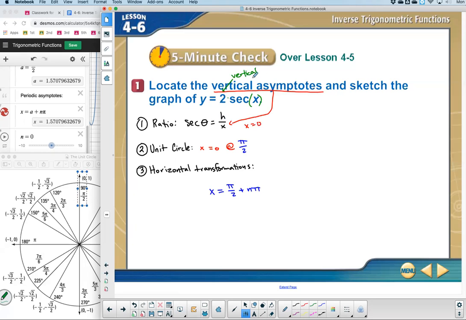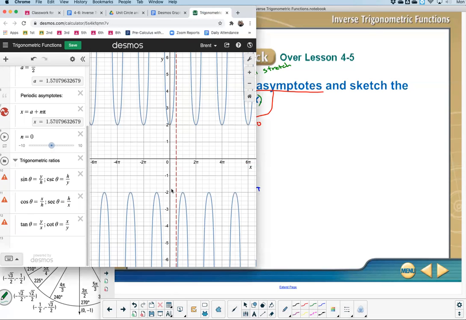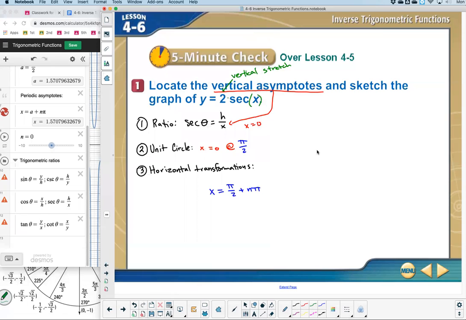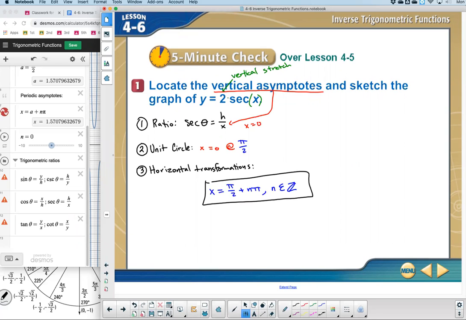And I know you would think, oh, well, if it's a vertical stretch, surely that affects my vertical asymptote. The answer is no, because even if you stretch this dotted line upward, it already goes upward forever. So stretching it doesn't change anything. Only horizontal transformations make a difference. So since there are none, all you have to do is say that n is an integer, and we are done. This formula right there would solve for all the infinite number of asymptotes.